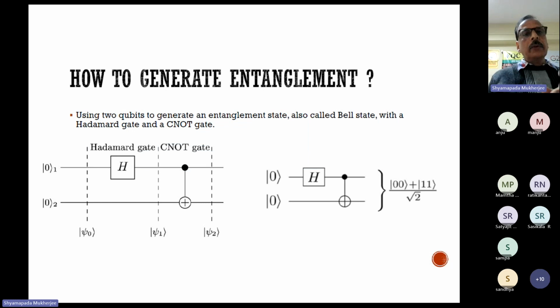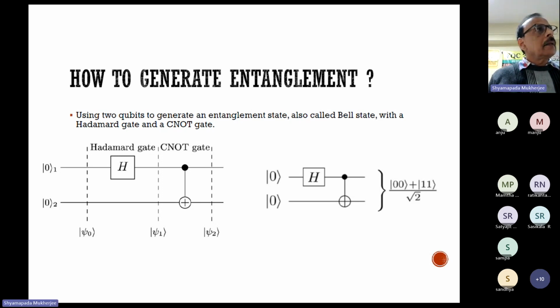Now you see how to generate an entangled state. With the help of the Hadamard gate and CNOT gate, I can generate an entangled state. For example, on the right hand side, if you closely observe, what are the two inputs in this gate? 0 and 0. Now this 0 will go to H. What will be my result?